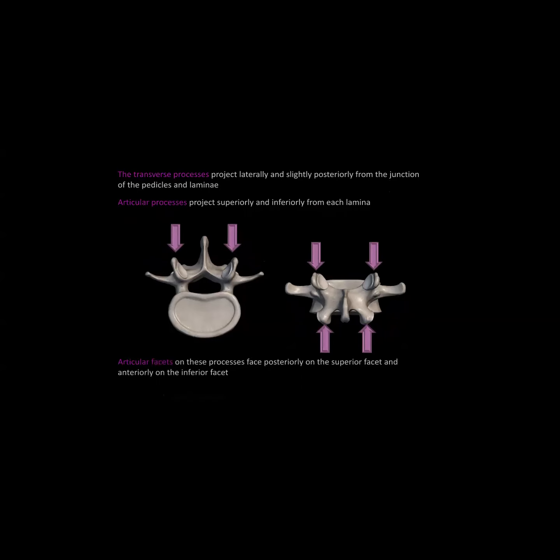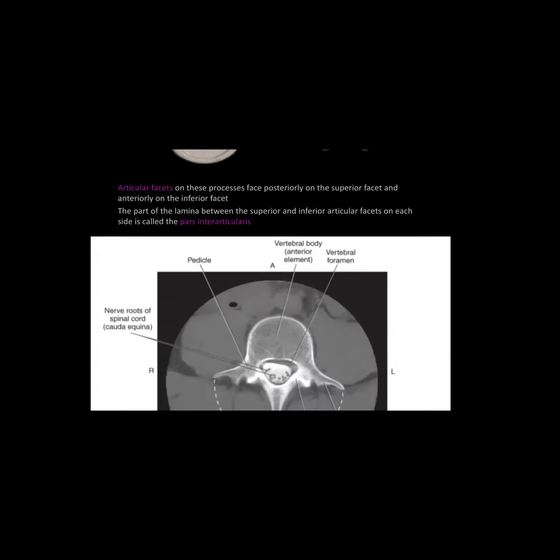The spinous processes project posteriorly and inferiorly from the junction of the laminae in the posterior midline. The transverse processes project laterally and slightly posteriorly from the junction of the pedicle and laminae. Articular processes project superiorly and inferiorly from each lamina. The articular facets on these processes face posteriorly on the superior facet and anteriorly on the inferior facet. The part of the laminae between the superior and inferior articular facets on each side is called the pars interarticularis.